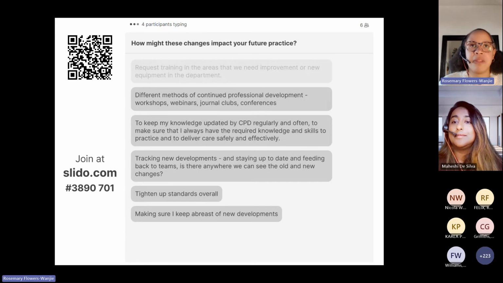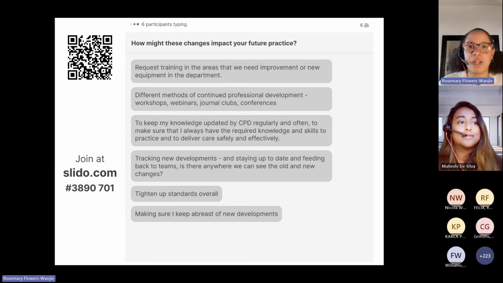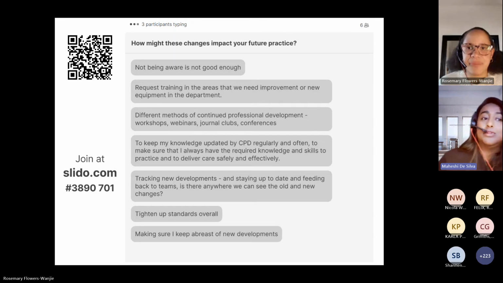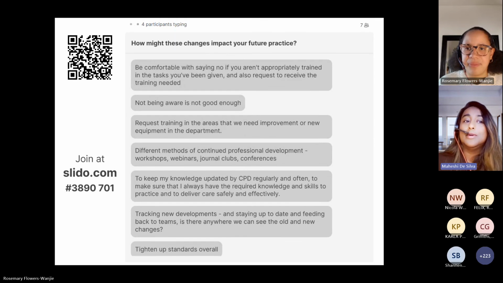Love this as well. Different methods of continued professional development: workshops, webinars, journal clubs, conferences. I don't know what journal clubs are, but they sound great. We've also got in the Teams chat, it will help us advocate for maintaining OT roles in dual roles. Definitely. And that also ties into a Slido comment requesting training in the areas where we need improvement, or new equipment in the department.